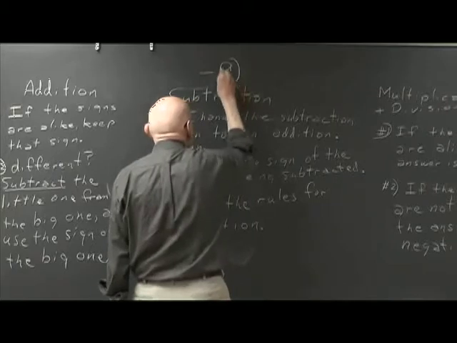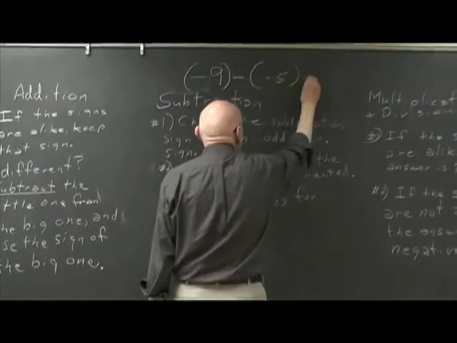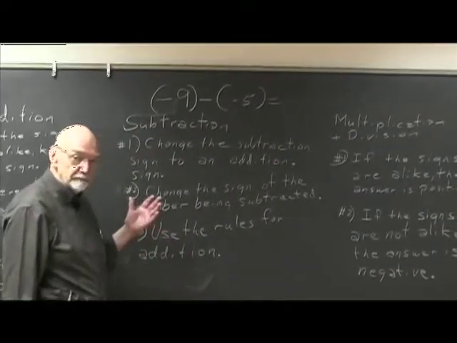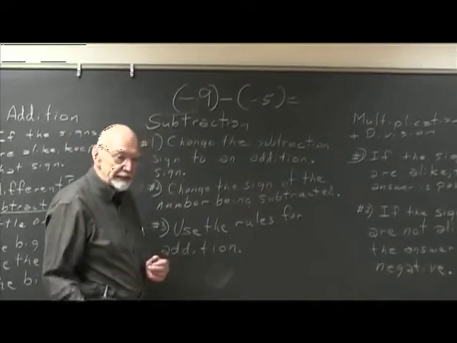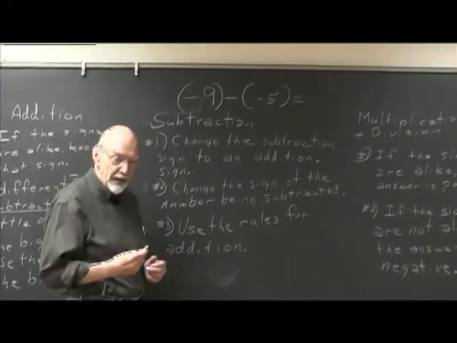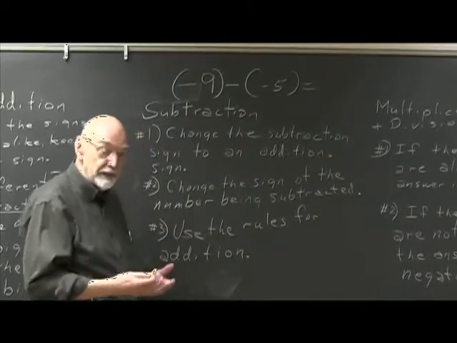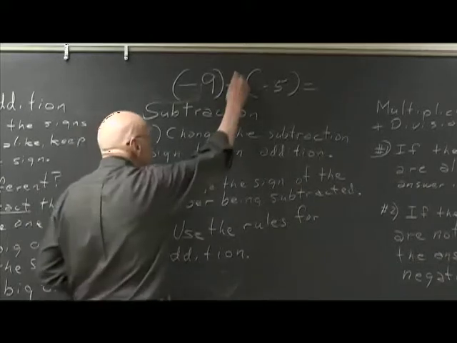Negative 9 minus negative 5 equals what? Rule number 1, we change subtraction to addition. And it's best to use a dotted line so you can tell later on if you're reviewing that it did start out as subtraction and you changed it.